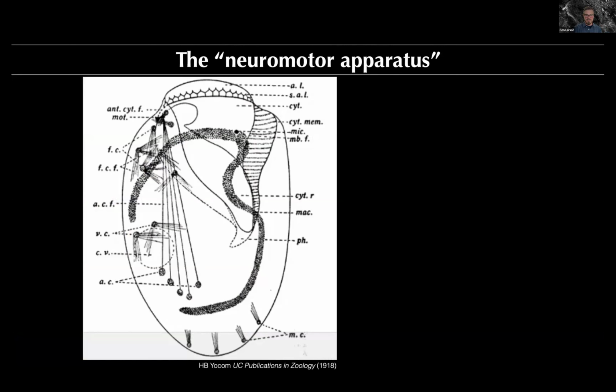And so they looked at the legs of this cell. These are the bases of all those little legs called cirri. And they saw these fibers interconnecting among the legs of the cell. And they thought this must be something like a rudimentary sort of nervous system. Of course, we know that's not the case, but they weren't imagining things.